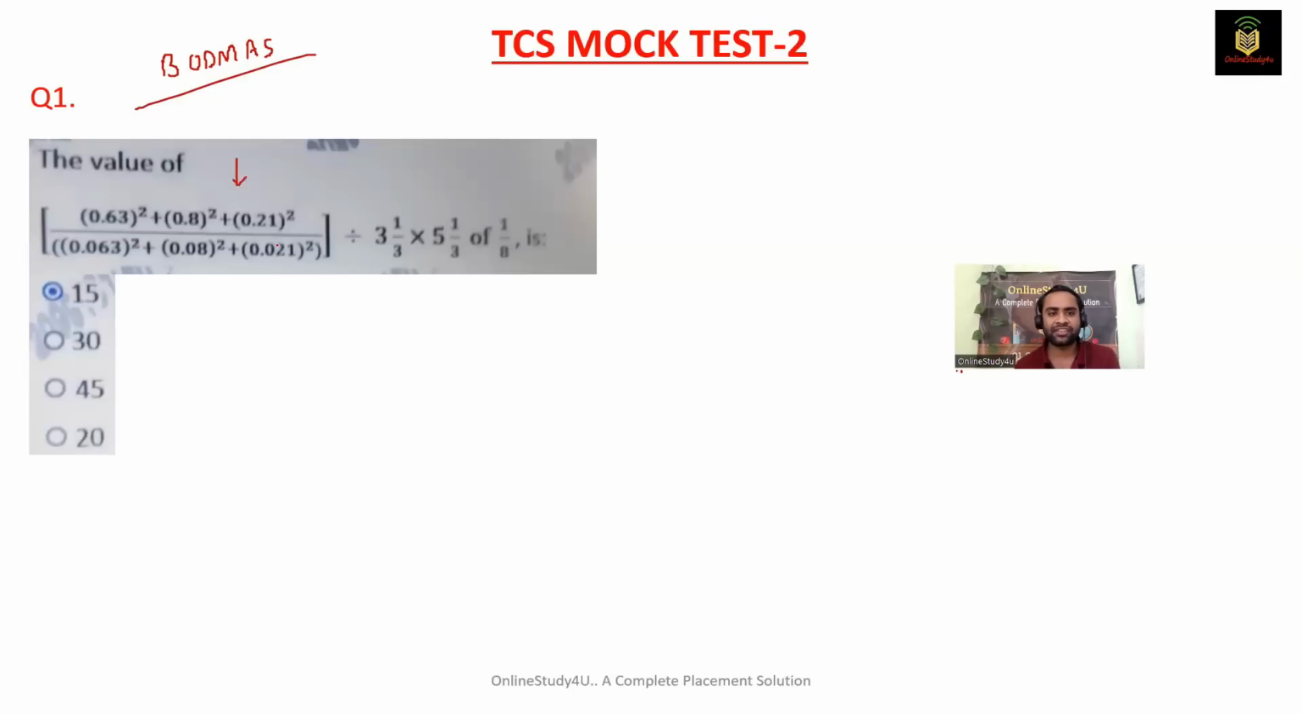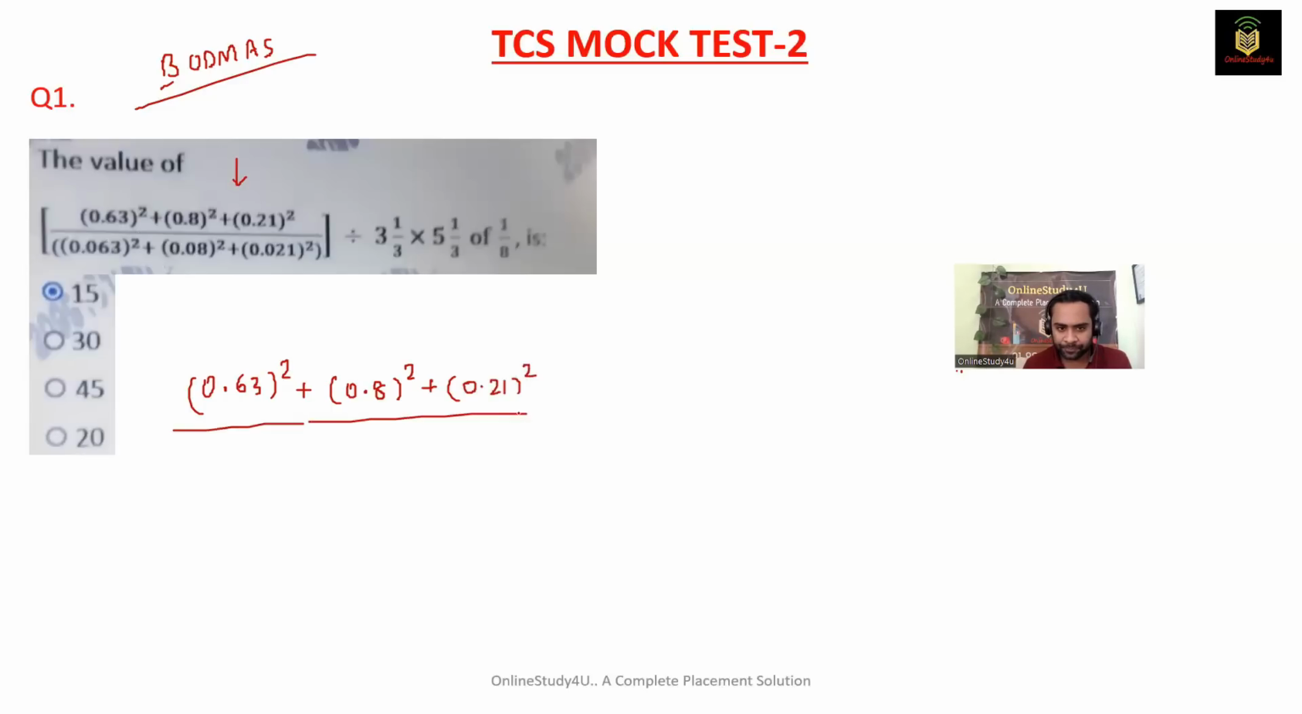Let me target the bracket one first, right? BODMAS says first take care of the bracket. Now 0.63 square plus 0.8 square plus 0.21 square divided by, here we can see 63, 8 and 21 are there. That means something we can do here. So 0.63 square plus, the numerator I am keeping like that. I am not making any change in the numerator, my dear friends.